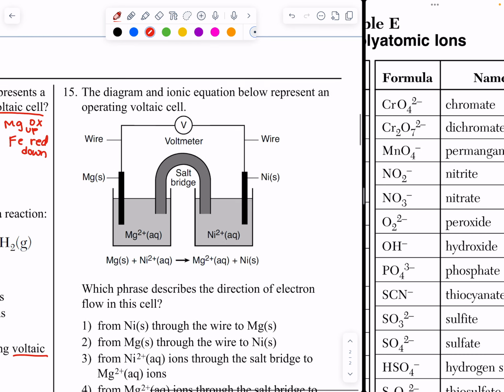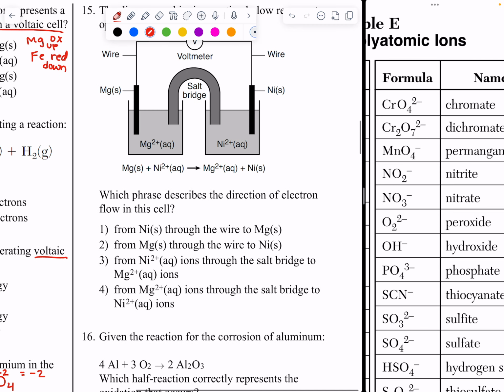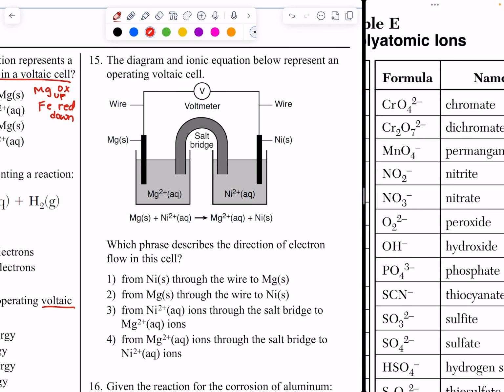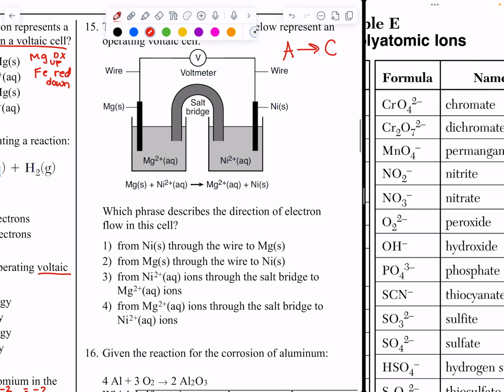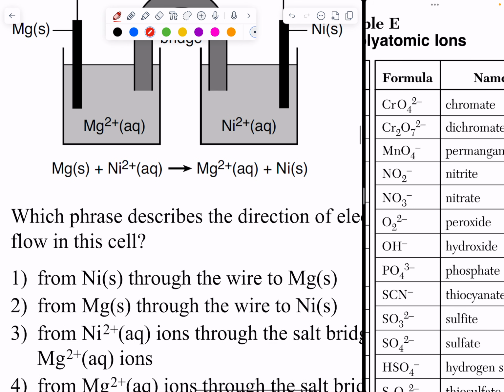Question 15 shows a voltaic cell. Which phrase describes the direction of electron flow? So to figure out what's happening, we always know that electrons flow anode to cathode. Think about that song. We start at the anode, electrons are lost there, right? We always go anode to cathode in both cells. So all I have to do is figure out which is the anode and which is the cathode. The picture doesn't really help me, but this reaction helps me a whole lot.